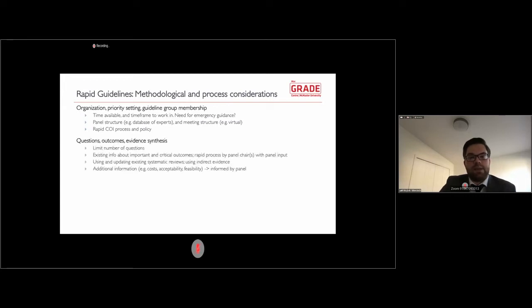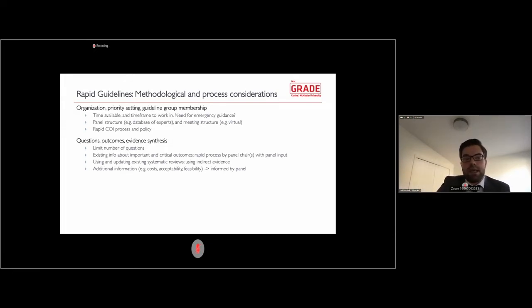Again, that's something that we want to maintain and consider. In terms of the questions, outcomes, and evidence synthesis, we want to limit the number of questions because that has to do with the time available and feasibility. And we may rely on existing information about what important and critical outcomes are, for example, looking at core outcome sets, or implementing a process that is more rapid where the panel chairs may make decisions and panel input will be sought for agreement versus what may be a typical brainstorming phase with the whole panel prioritization phase and final selection of health outcomes to consider for which to conduct systematic reviews.